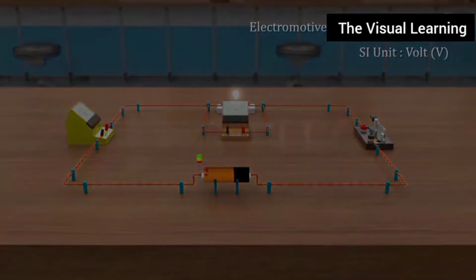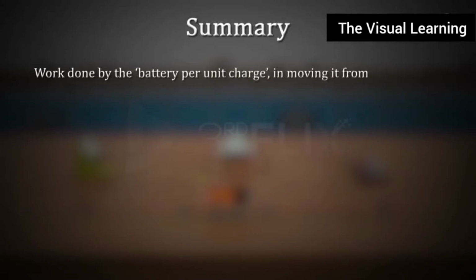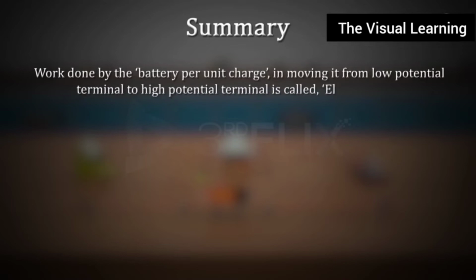Summary: the work done by the battery per unit charge in moving it from the low potential terminal to the high potential terminal is called the electromotive force or EMF of the battery. The SI unit of EMF is volt.